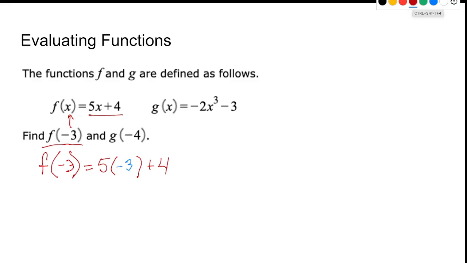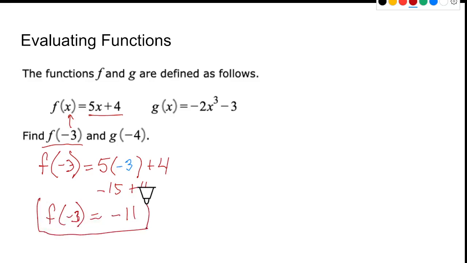5 times negative 3 is negative 15 plus 4. And so then we end up with f of negative 3, negative 15 plus 4 is going to leave us with negative 11. And notice how in our final answer, we've got the input value of negative 3 and the output value of negative 11 right there in the answer.